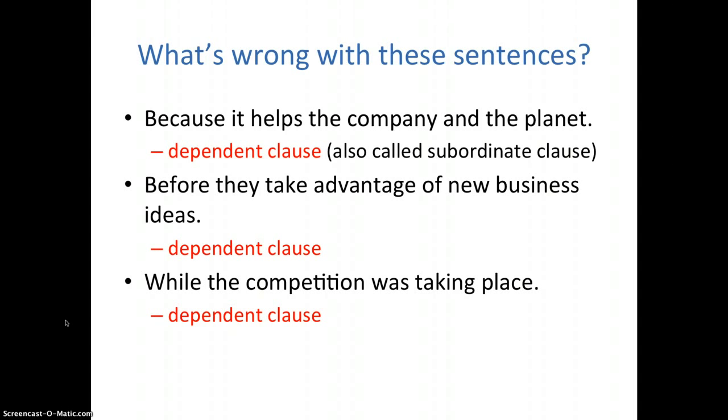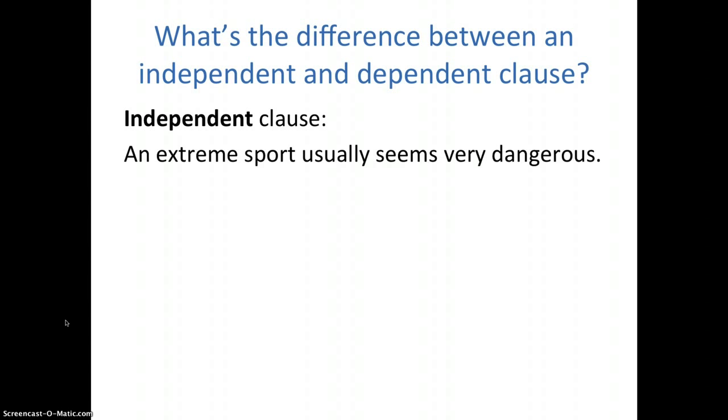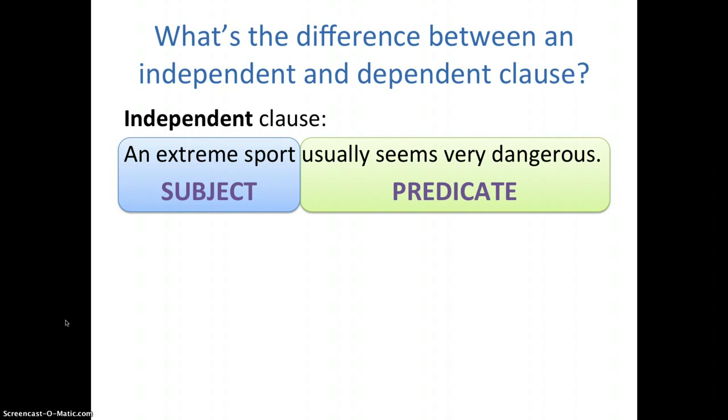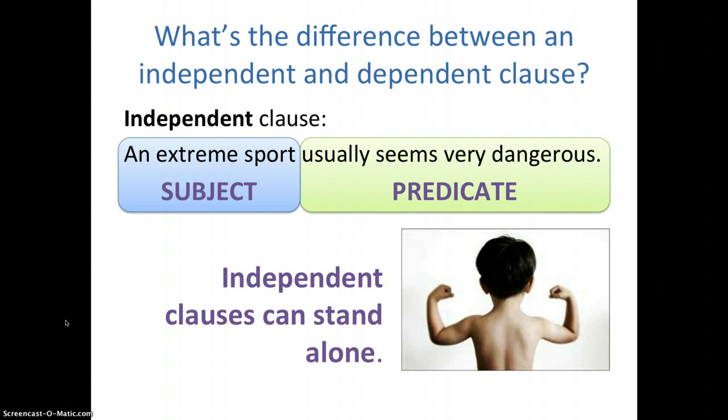So, what's the difference between an independent and a dependent clause? An independent clause would look like this. An extreme sport usually seems very dangerous. It includes a subject and it includes a predicate. So, independent clauses, they're strong. They can stand alone. They can stand all by themselves.